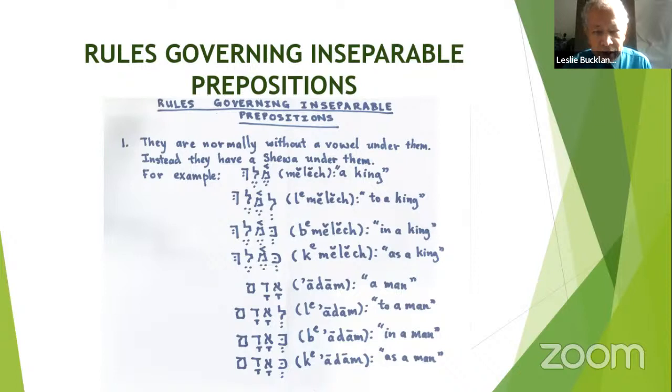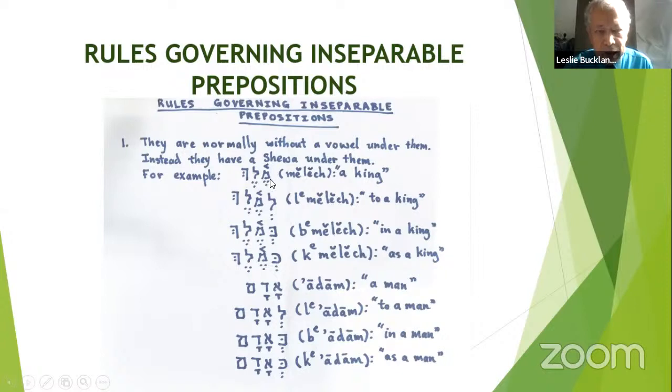to a king. Also, the next one, the preposition beth, you have be melek, and that means in a king. Ke melek, as a king. Okay, so that's how normally you would have no vowel under these inseparable prepositions. Now let us look at another example.